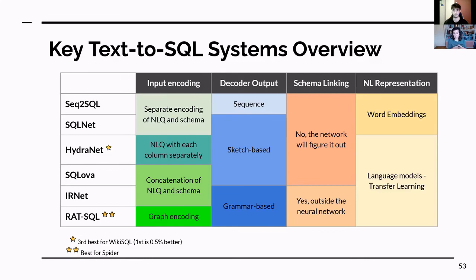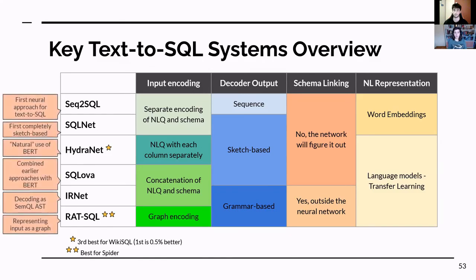Now, as far as schema linking is concerned, most of the systems, with the exception of IRNet and WriteSQL, leave the network to figure out how schema linking should be performed. And essentially that introduces the challenge of actually being able to understand what is the correct schema mappings that should be performed. NL representation, we saw that we have 2 options: word embeddings that SQLnet and Text-to-SQL used, and then language models that all the other systems have now adopted as a preferred method.